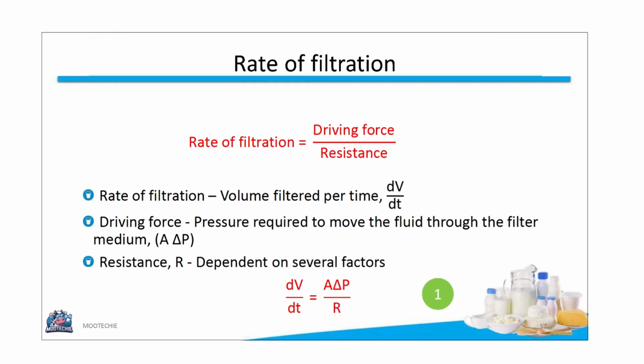The rate of filtration can be thought of as the driving force divided by the resistance. The driving force is the pressure required to move the fluid, which is A times delta P. The resistance is R. This gives us the equation dV/dt equals A times delta P divided by R.